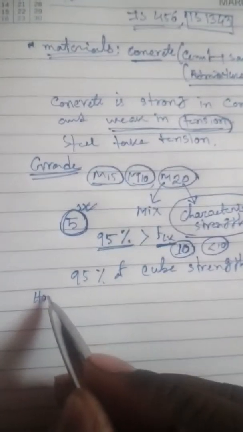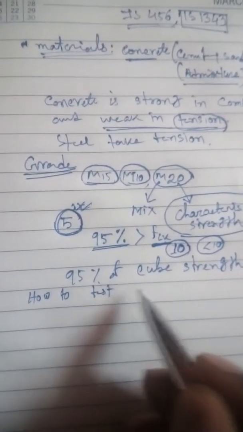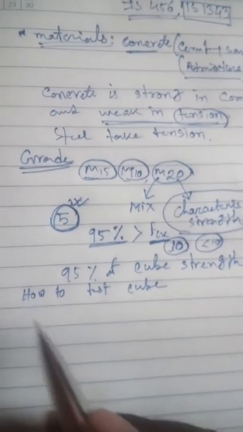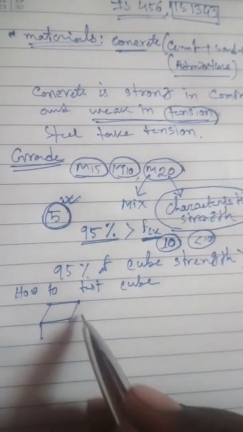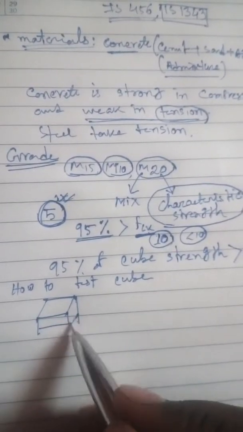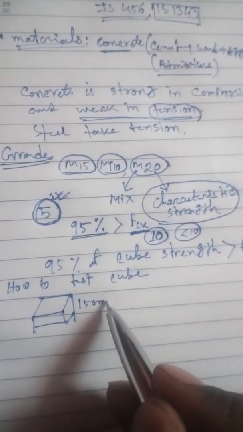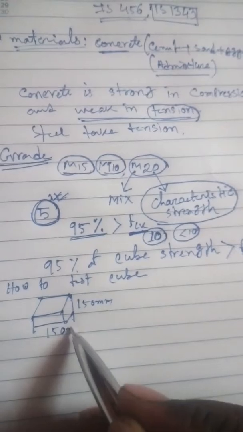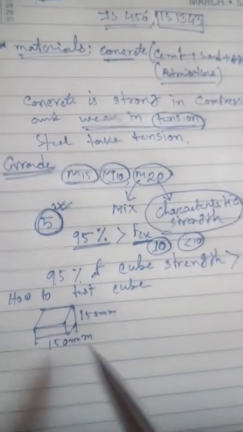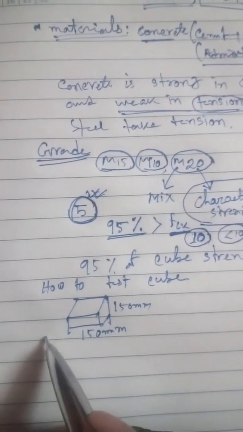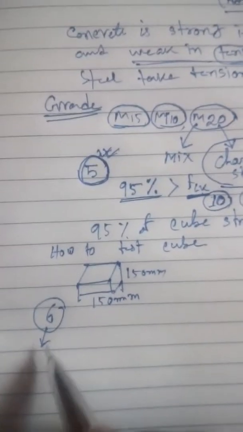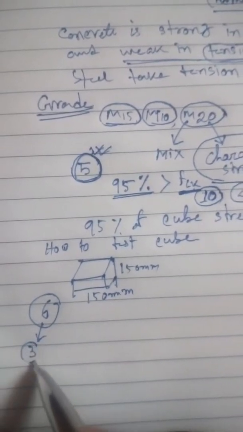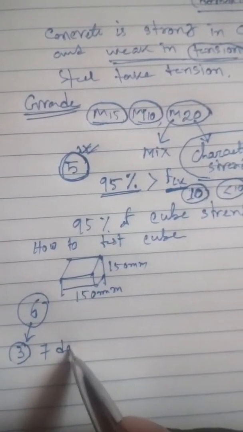How to test a cube? We generally take a cube of size 150 mm by 150 mm. We generally take 6 cubes, and 3 cubes are tested for 7 days characteristic strength.